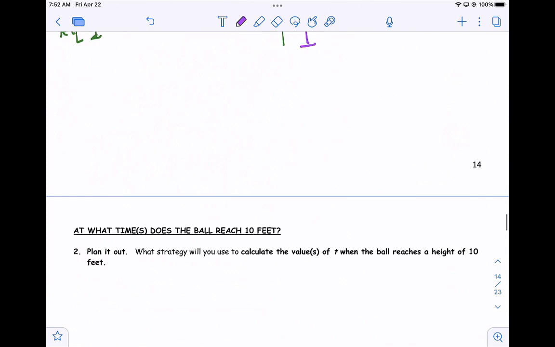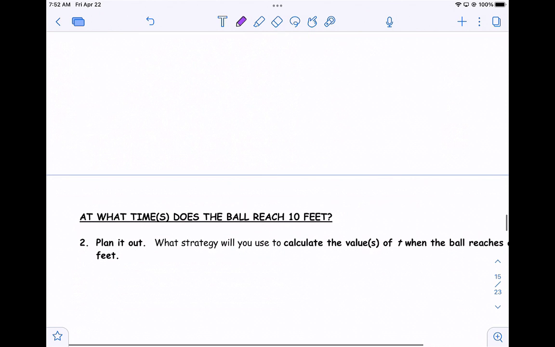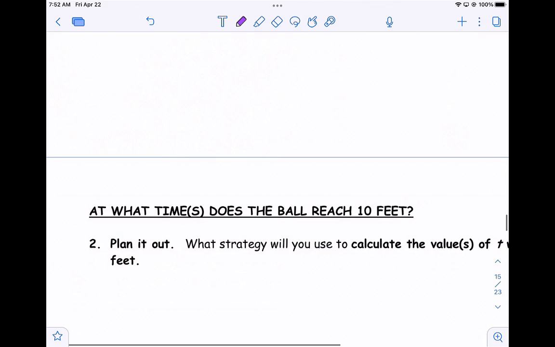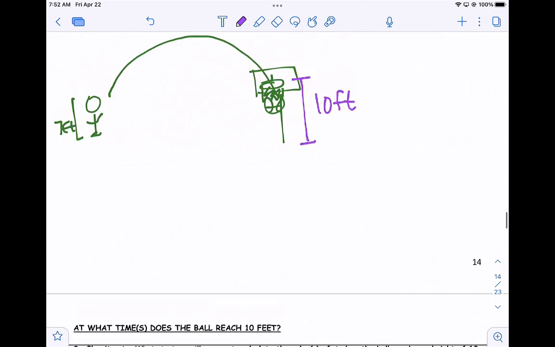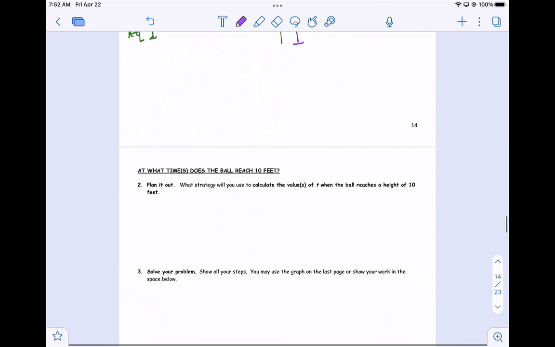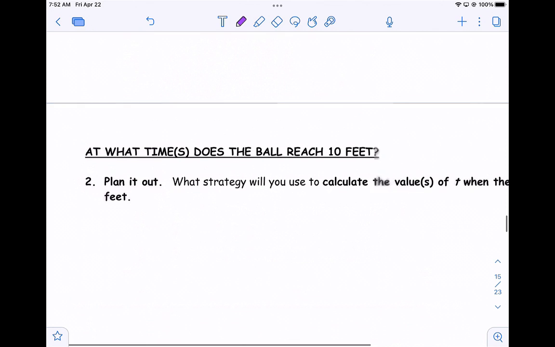Okay, so now with that, we're going to plan it out. What strategy will you use to calculate the value of time when the ball reaches a height of 10 feet? There's 3 questions we're going to answer. What time does the ball reach 10 feet? Because that is when the ball hits the basket at 10 feet. If you write the equation, again, it was negative 16t squared plus 24t plus his release height of 7. We want to know when that equals 10.